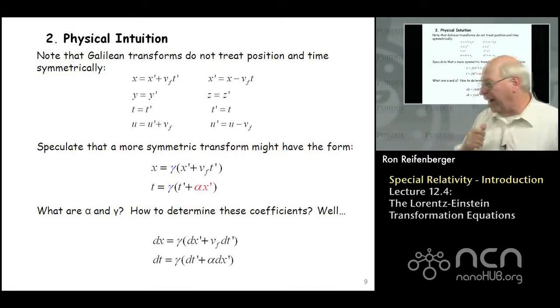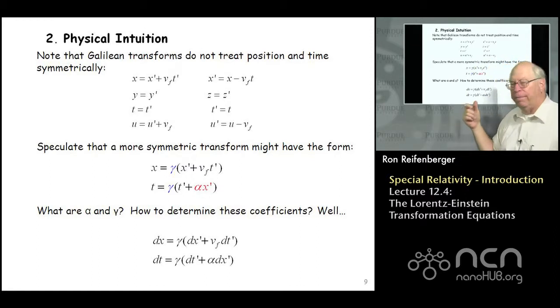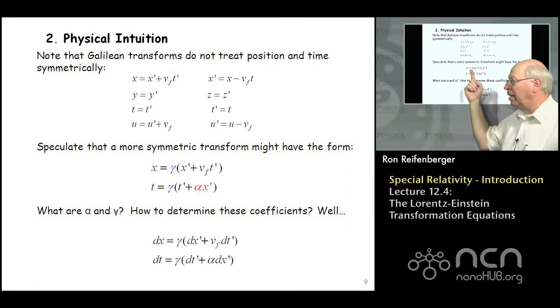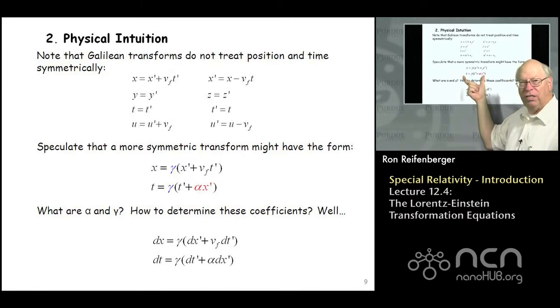And so we're going to speculate that perhaps a better transformation equation is going to result if we can make the transformation in space and time more symmetric. And we do that by adding a term to the time equation, and then by multiplying both equations by some constant gamma. So the argument is this now treats space and time in a more symmetric fashion than the Galilean transform.